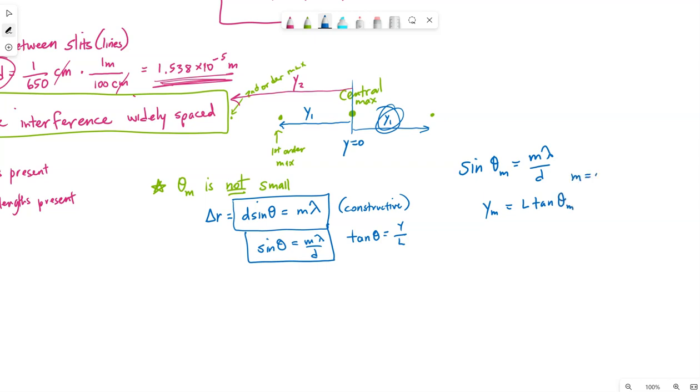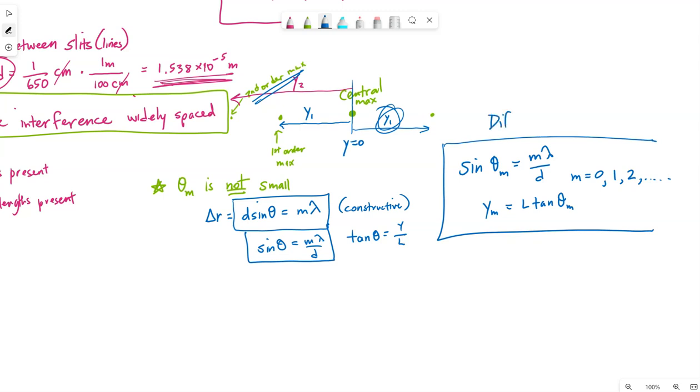M can be 0, which just gives us a central maximum. If m is 0, we end up with y is 0. So that means the central maximum. If m is 1, that gives us the location of the first order max, the first maximum on either side of the central one. M equals 2 would be the second order, the second maximum to the side from the center, and so forth.